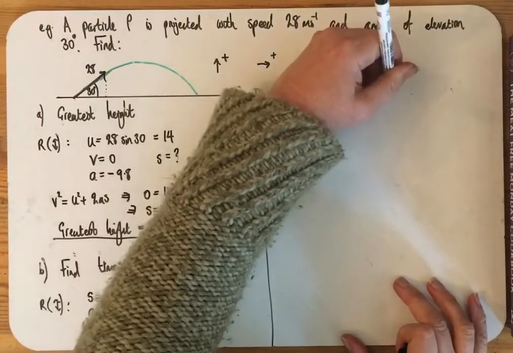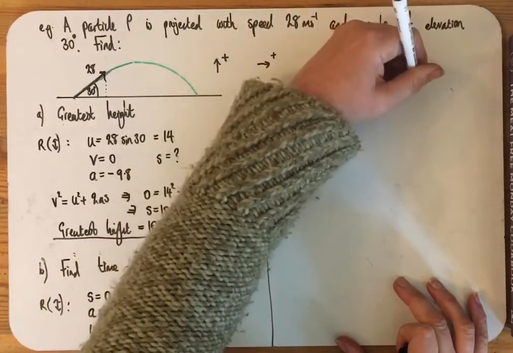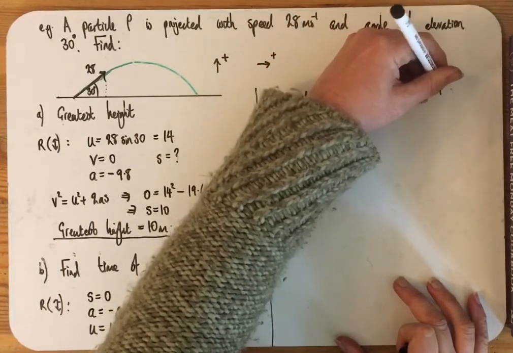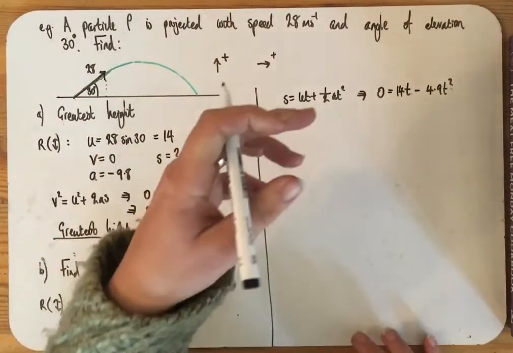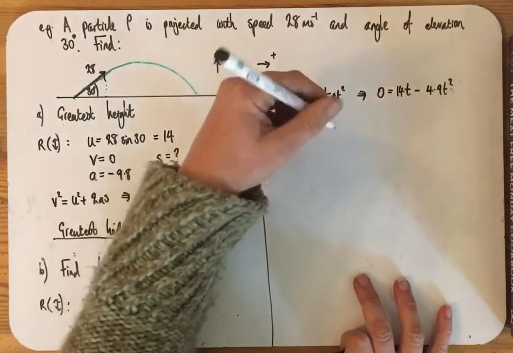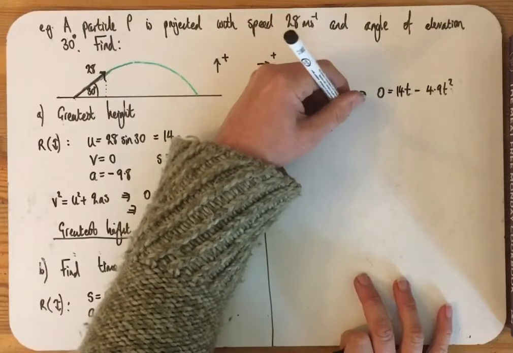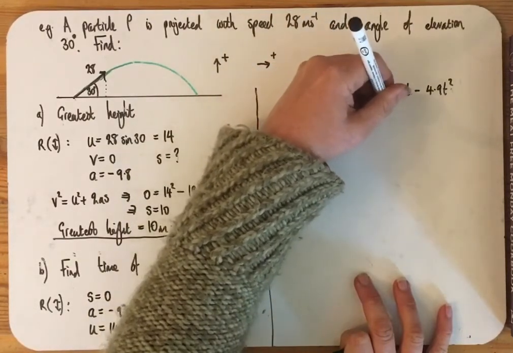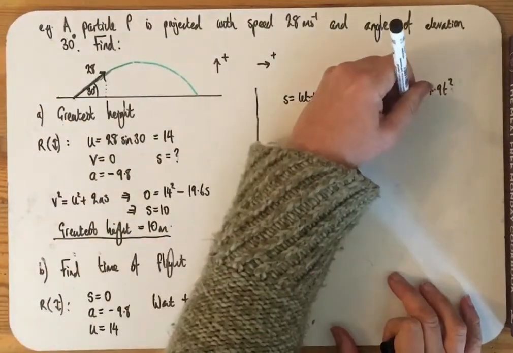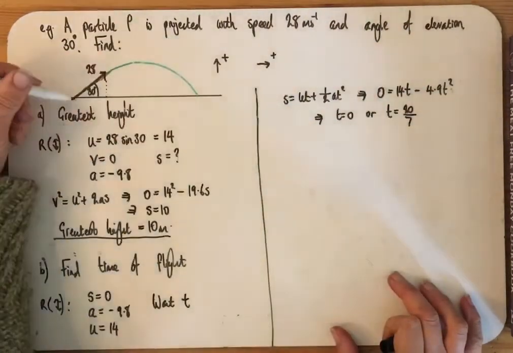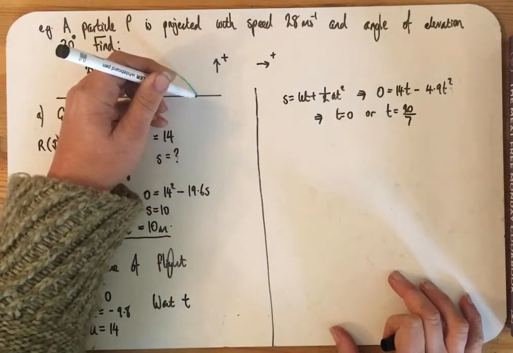u is 14. And half a is minus 4.9. You can put that into your calculator, it's a quadratic, or you could just factorise it and work with it like that, but that will give you that t equals 0 or t is equal to 20 over 7. So t equals 0 corresponds to being at the beginning, and t equals 20 over 7 corresponds to being here.